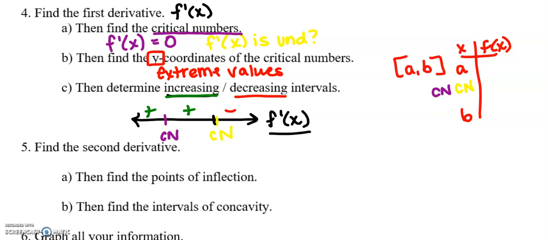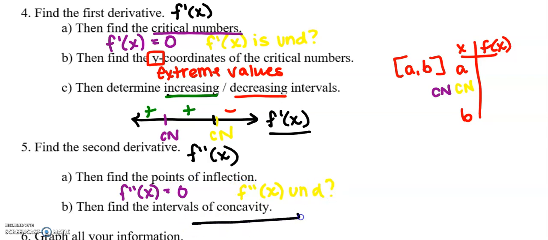All right, so then we can use the second derivative, f double prime of x, to find our points of inflection. Well, finding points of inflection, we're going to consider where f double prime of x would be equal to 0, or where f double prime of x might be undefined. Based on that, we will set up a number line, this time named f double prime of x. We can plot those critical numbers.